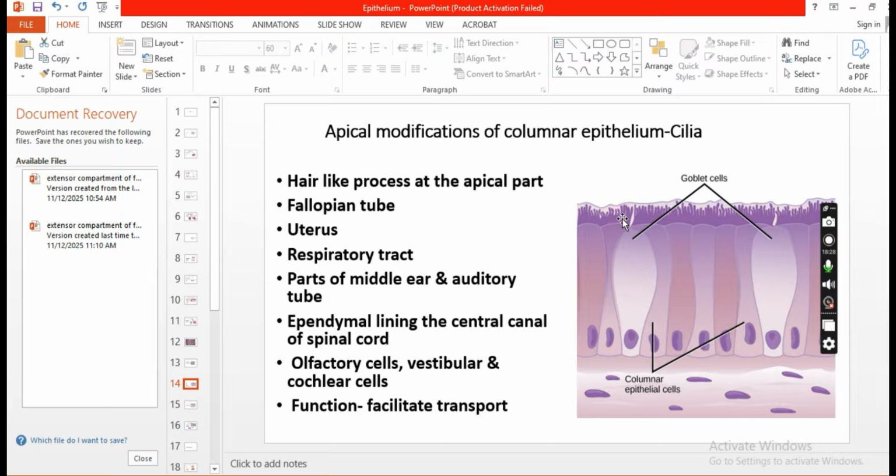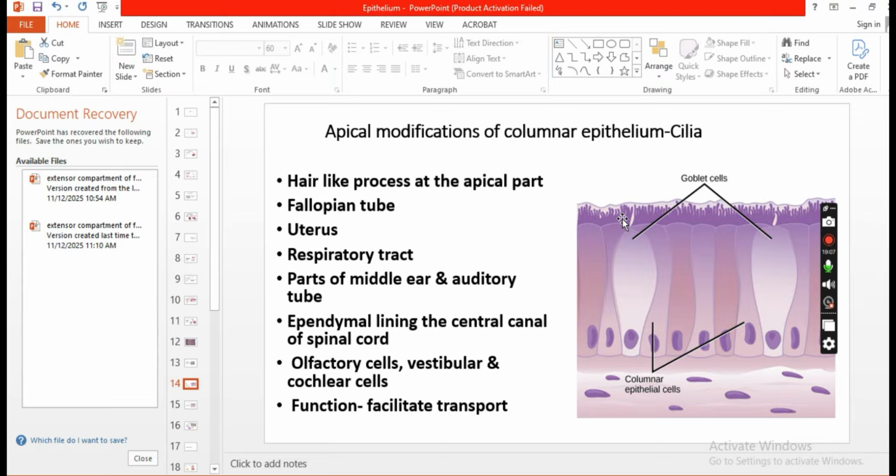So what would be the function? Transport. They are there in your trachea. If you happen to inhale any foreign particle like dust or carbon particles, all these foreign particles will be trapped in the mucus lining the trachea. So this mucus will be taken towards the pharynx by the beating of the cilia. Then you spit it out. So it helps in the transport of things.